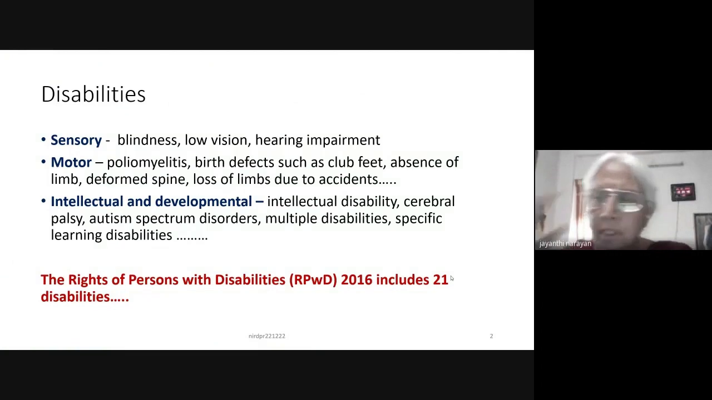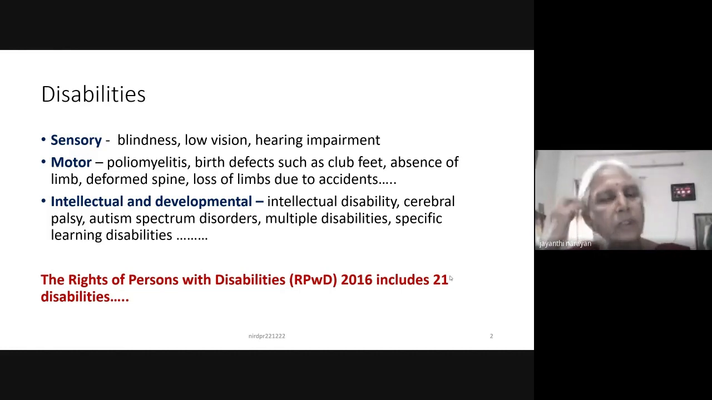Usually disabilities are basically in three major groups. That is sensory, which includes vision impairment and hearing impairment. Then motor, which relates to speech, movement and mobility. And the third one has to do with our brain, the intellectual and developmental disability. These are three broad areas where one tends to have a disability.